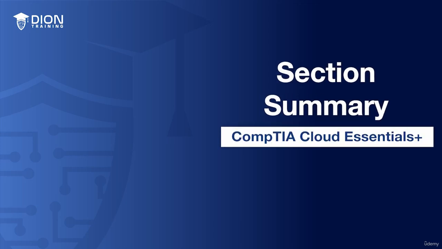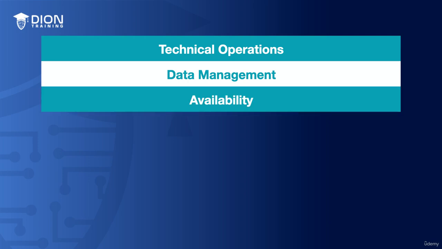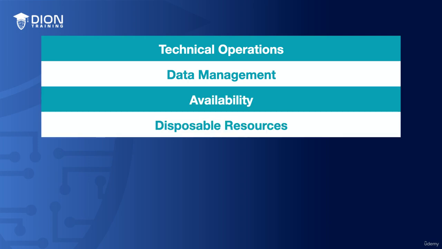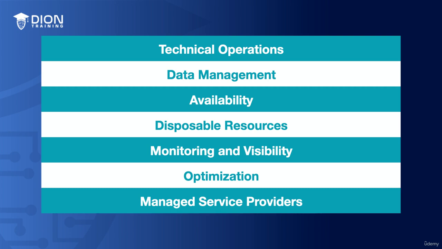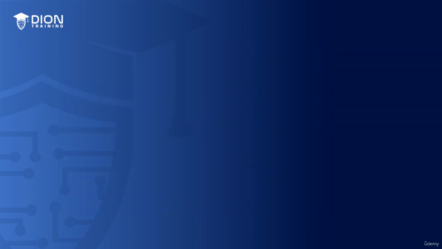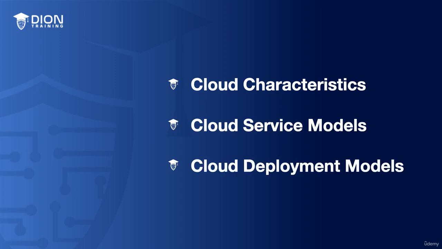In this lesson, I'm going to provide you with a quick summary of cloud operations, including the technical operations, data management, availability, disposable resources, monitoring and visibility, optimization, and managed service providers. Now, first, we need to talk about technical operations, and we'll quickly review the different cloud characteristics, cloud service models, and cloud deployment models that are utilized by organizations in the cloud.